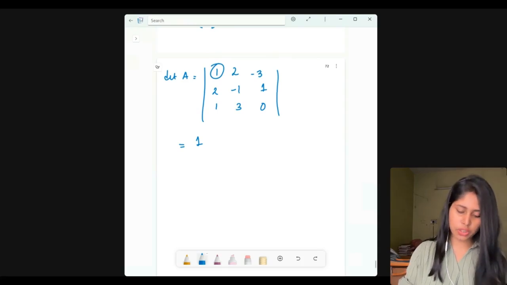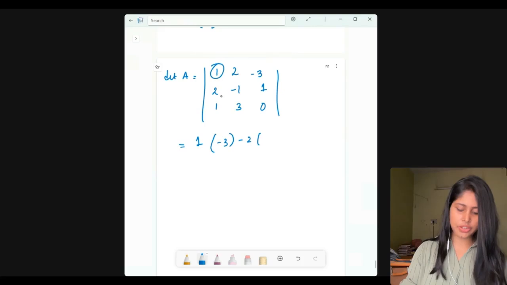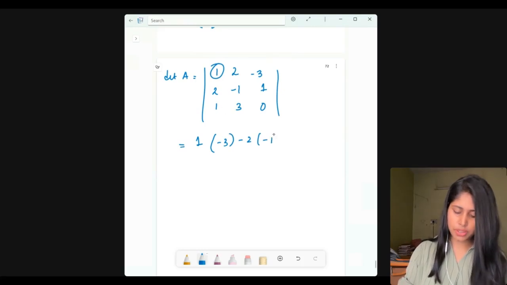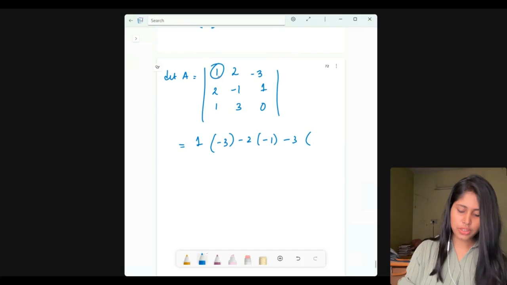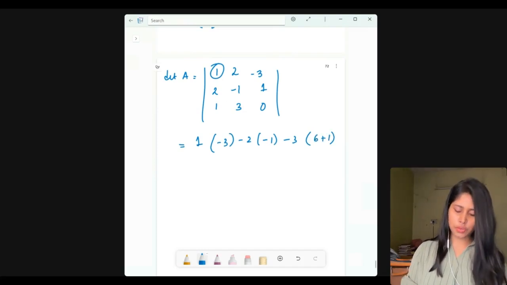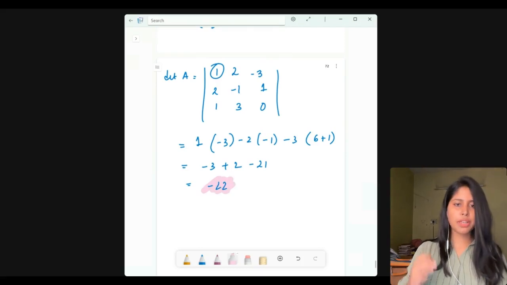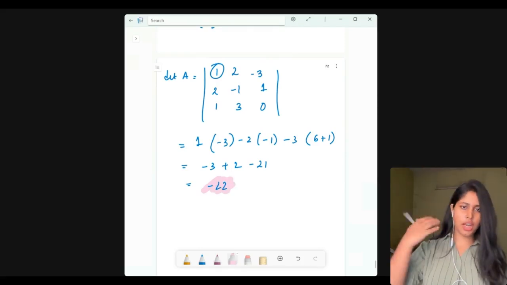Anyway, coming to the determinant solution: minus 1 times 0 is 0, so basically minus 3, and then minus 2 times 0 minus 1, so minus 1, and then minus 3 times 6 plus 1. Now let us do the calculation. Minus 3 plus 2, minus 3 into 7, which is minus 21. So this comes to minus 22. This value is important to us because we need it for the unknowns, right?